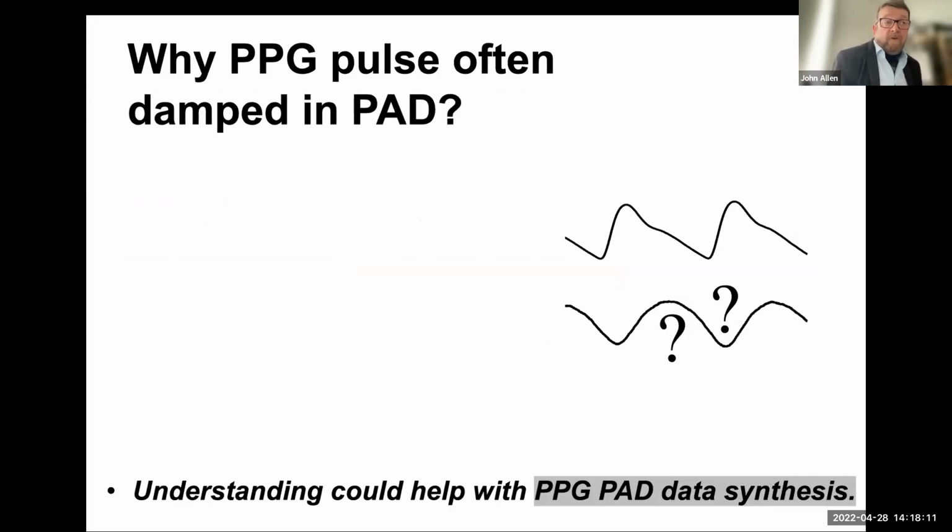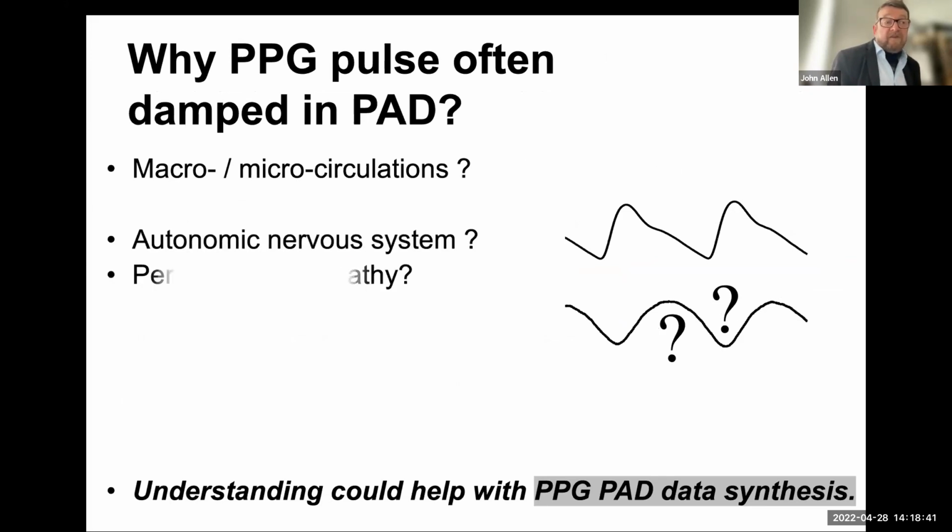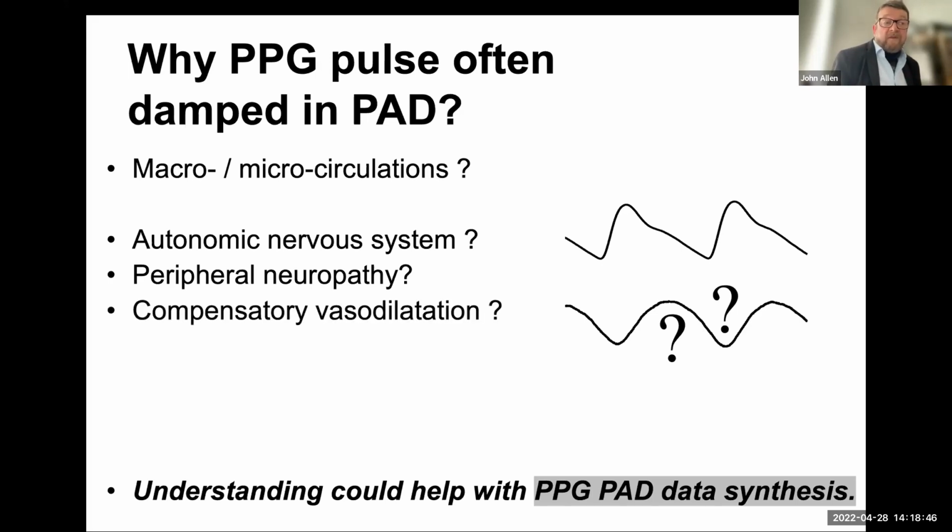Okay, one question that's come up, and I've discussed this with Peter in recent times, is why the PPG pulse often becomes damped in PAD. Well, understanding could help with, say, PPG PAD data synthesis, for synthesizing new data without having to collect it from patients, for testing algorithms anonymously, for instance, in AI. So, does it go damped because of the macro, the big blood vessels, or the microcirculation? Is it the autonomic nervous system? Is it peripheral neuropathy that might be causing the damping? Perhaps a local tissue compensatory vasodilatation might be the reason why it's damped.